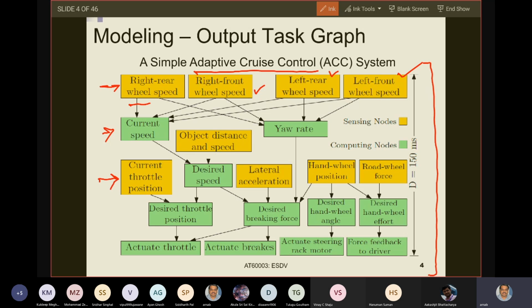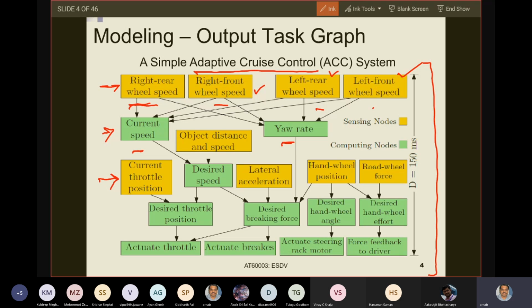What is this doing? It is measuring the speeds of all four wheels of the car, and then from that it is finding out the yaw rate, and it is also finding out the current speed. So the yaw rate tells what is the amount of swivel left and right. So yaw, pitch, and roll. So understand yaw. Yaw is the left and right swivel.